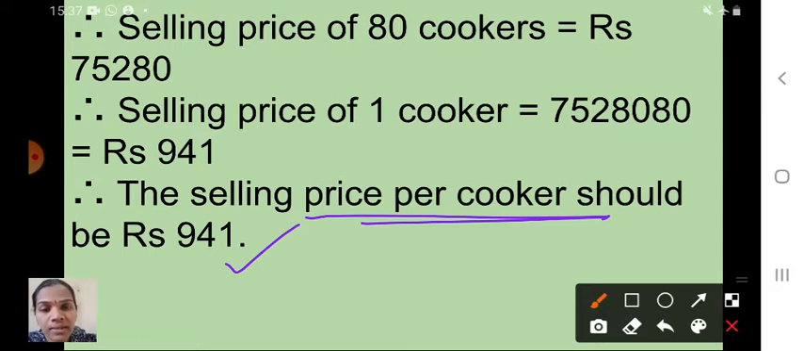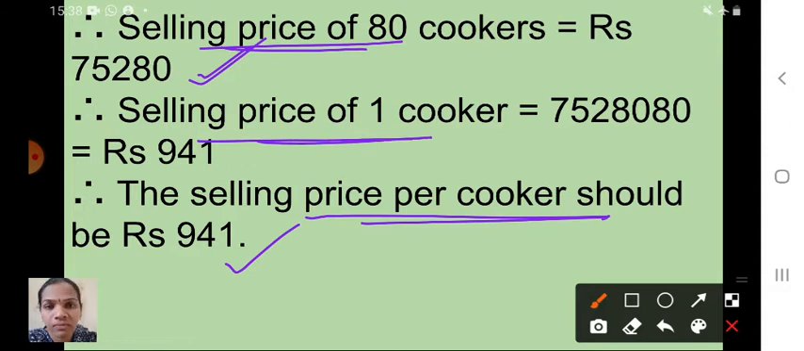Okay, and here cost of 80 cooker is this one. So that means selling price of 80 cooker is this one. So selling price of one cooker we have to find. For that we have to divide by 80. So finally you will get answer 941 rupees. Understood children? Shall we go to next sum now? Yes.